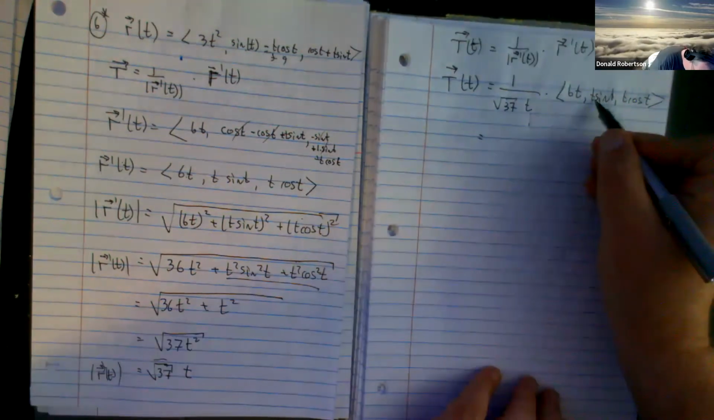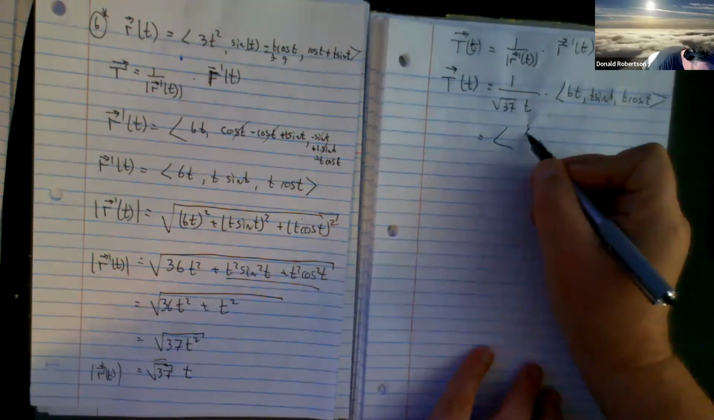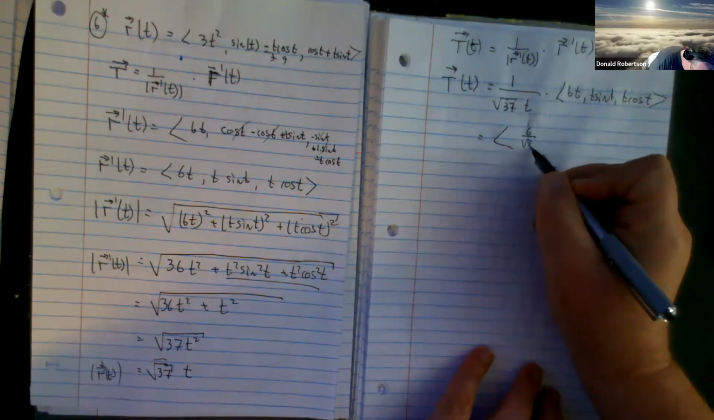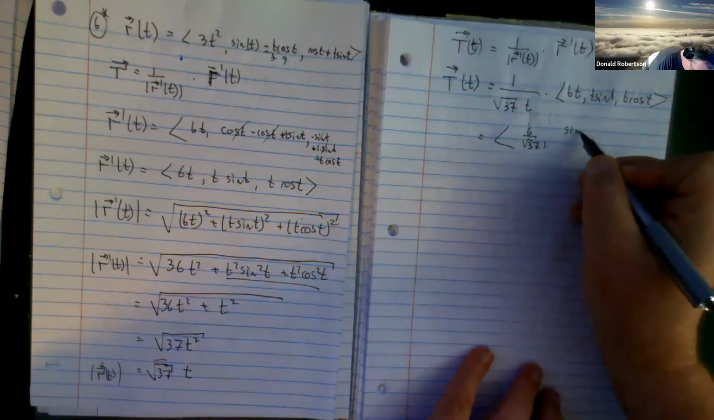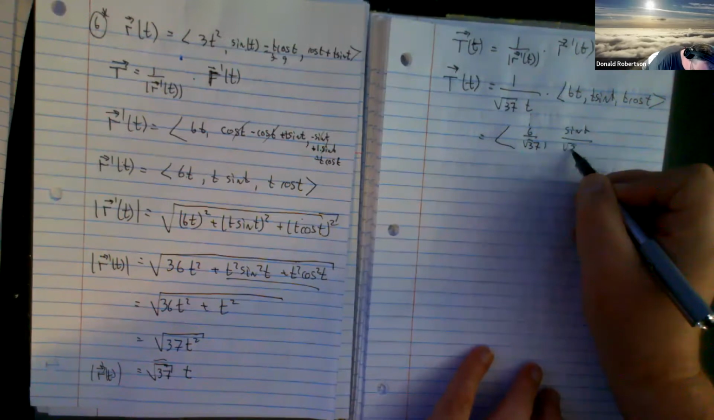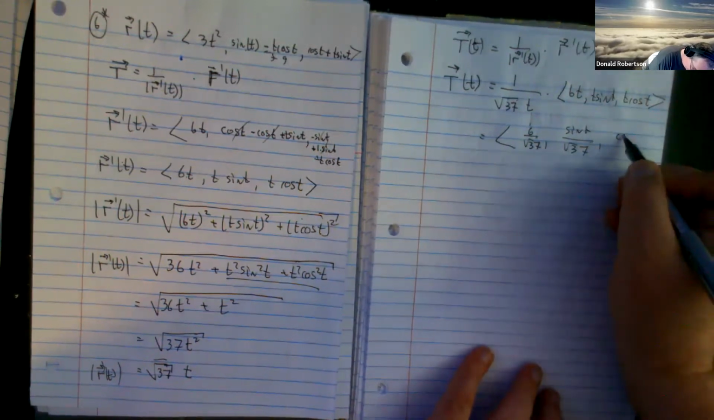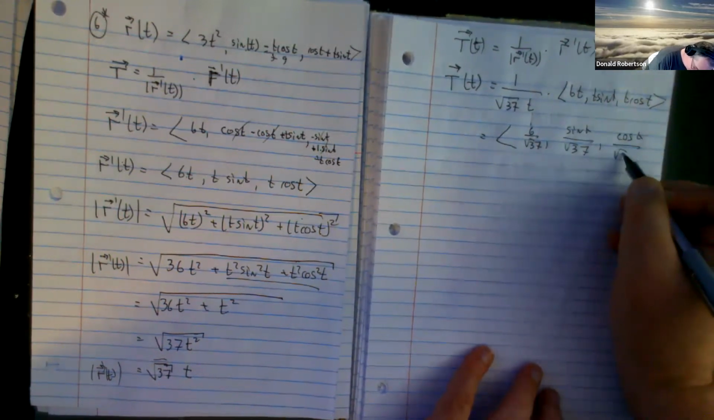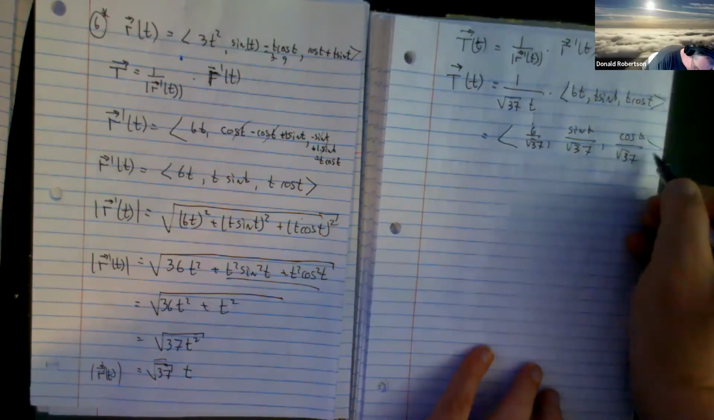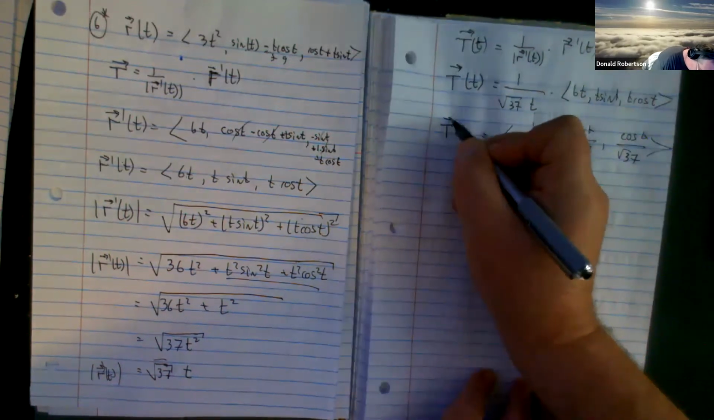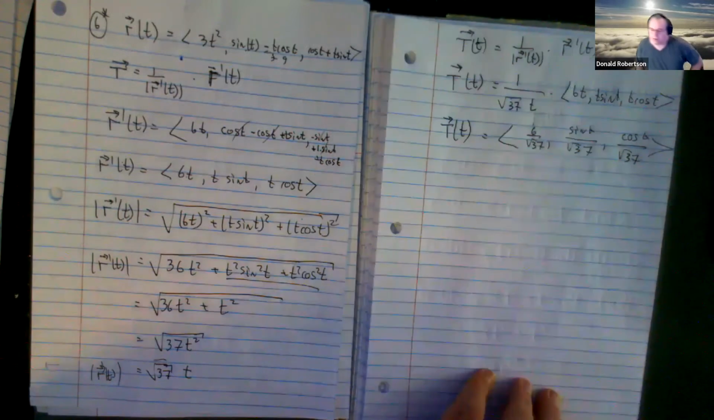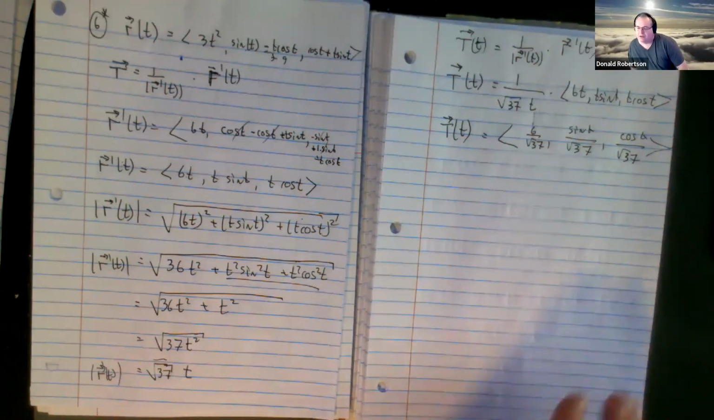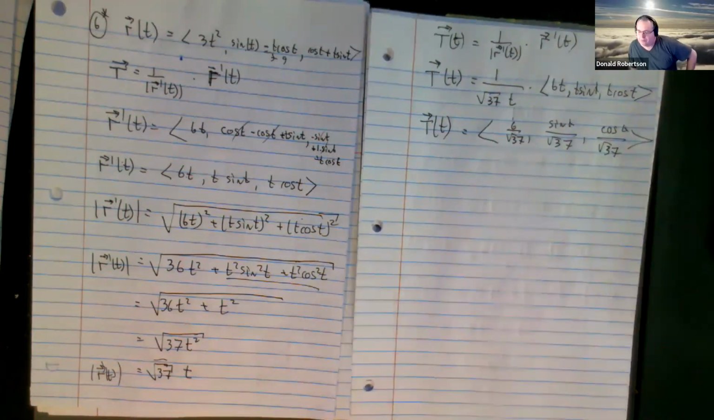Now you put them all together. The t's cancel. The t's cancel. And the t's cancel. So we have the unit tangent vector, which we could have done on Monday, right? Same idea.